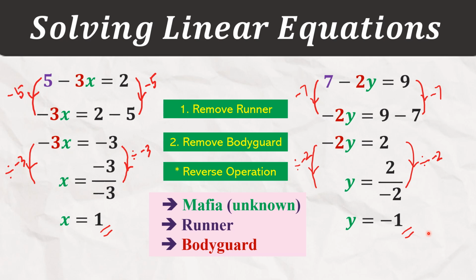So these two equations illustrated how we can identify the mafia, the runner, and the bodyguard. So do remember the steps, yeah. Just remember, each time when you remove the runner and remove the bodyguard, you have to reverse the operation.